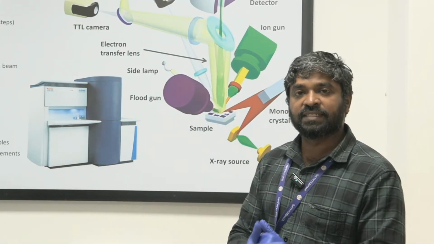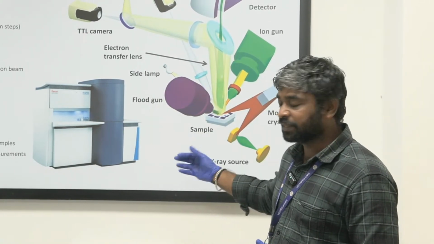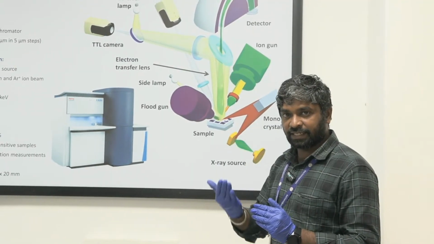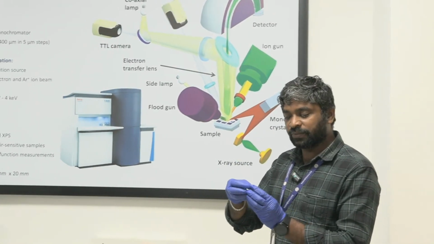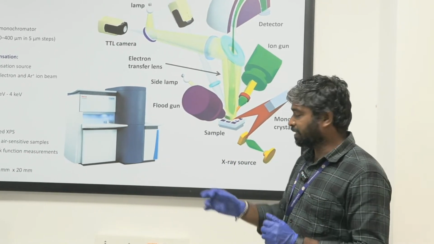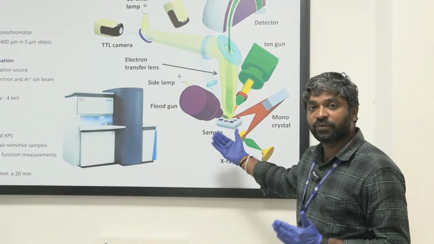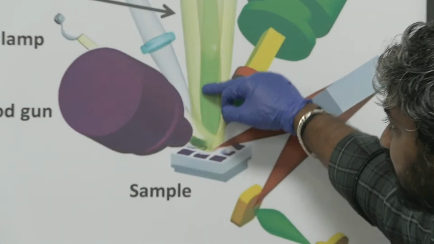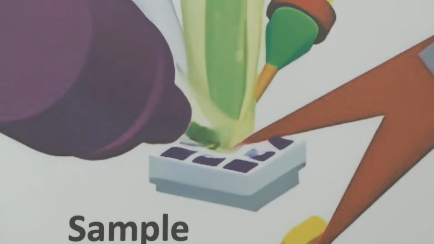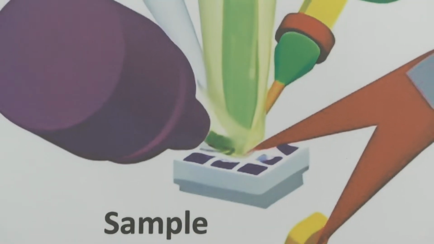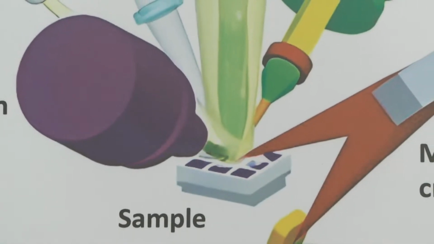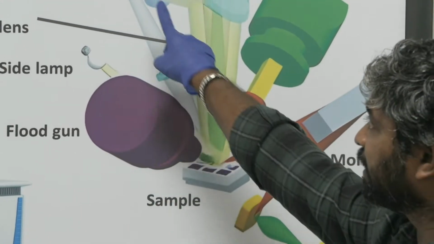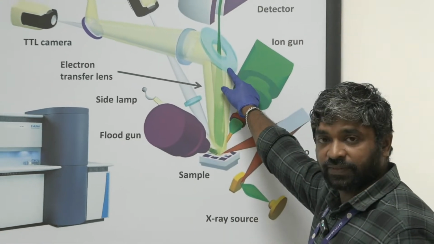Here the photoelectrons are generated based on the principle of the photoelectric effect. We are supplying external energy, and this energy is sufficient to remove the core level electrons. These core level electrons are nothing but the photoelectrons. Once the photoelectrons are generated, they go through the electron transfer lens. These generated electrons will spread out into the chamber, but we need to converge them and direct them into the detector. For that, we are using the electron transfer lens.